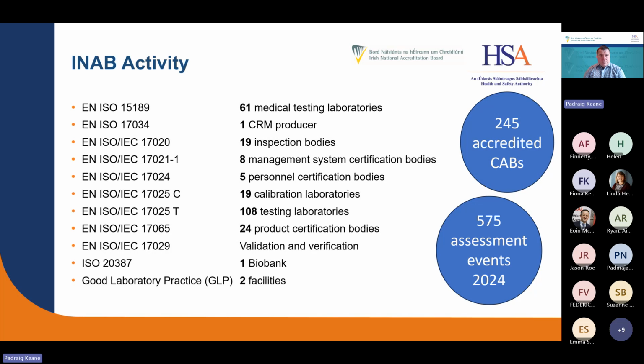Within the certification side of things, we have 8 organisations accredited for certification of management systems. These are standards that you might have seen: ISO 9001, 14001, 45001. We also, jumping down to 17065, have 24 product certification bodies, and this is tied in, in many cases, with the EU CE marking system. So any product that's CE marked will have gone through some form of product certification assessment and process as well. And finally, we have one accredited biobanking facility in Ireland, accredited under the current version of the standard, ISO 20387:2018.